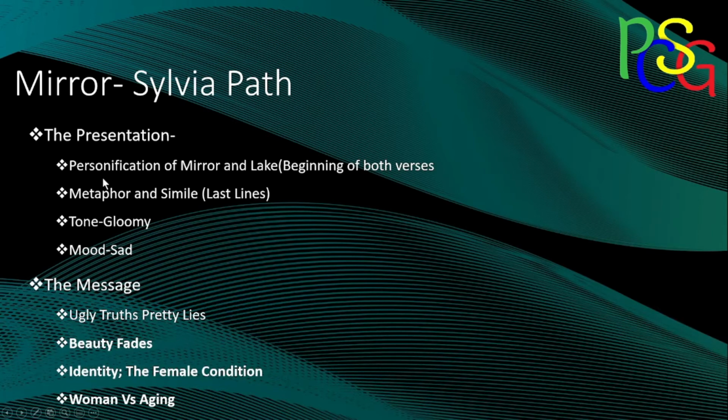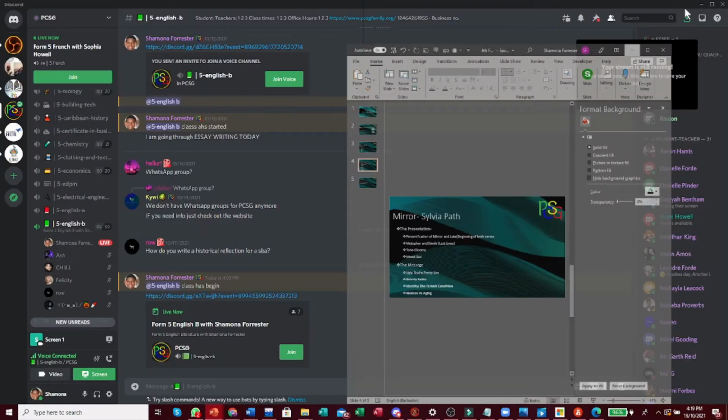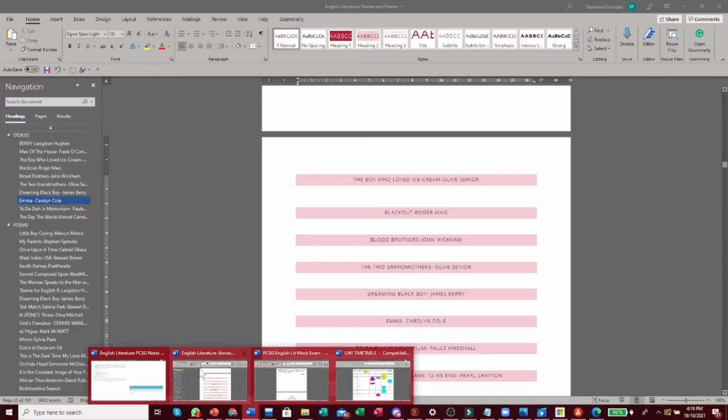So we're going to go to these devices: personification, the mirror and the lake, and the metaphor and the simile that was highlighted by y'all. All right, and I want y'all to tell me the impact that they have, what they mean to you, what they say in the poem, how they bring forth the theme, and just the general message of the poem. All right. Okay. All right. So let's go to the poem now.